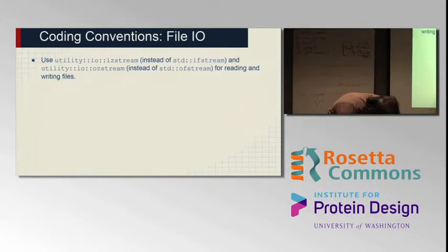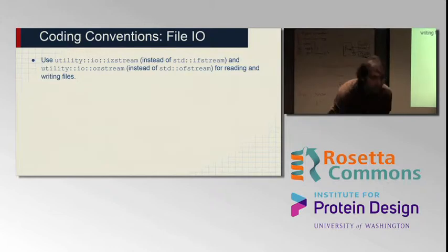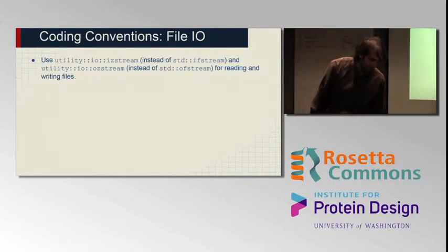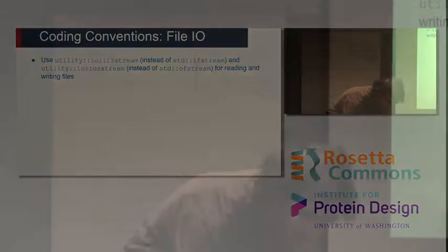I'm going to skip that. And use the utility functions for accessing files. Utility IO izstream instead of standard ifstream. And that's it.